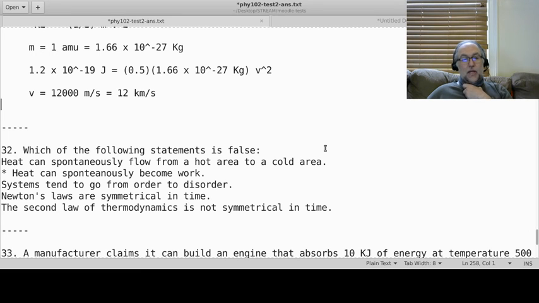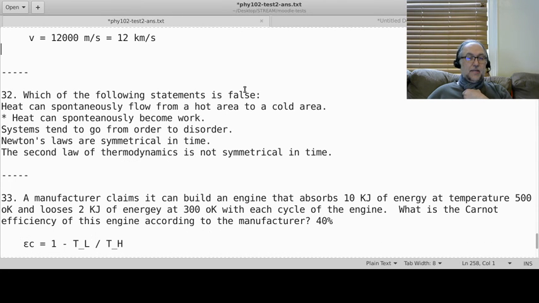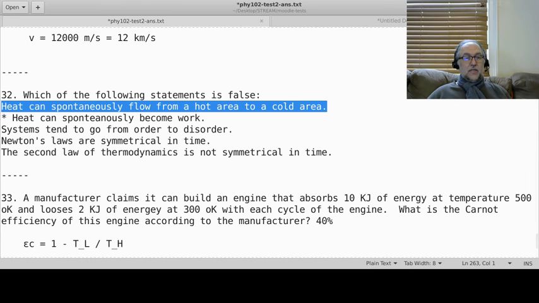And then the remaining questions were about the second law of thermodynamics, so let's take a look at them. One of them was, do you just understand the second law from a conceptual point of view? I gave you a bunch of answers. I've repeated them all here, and I asked you which one is false, which one is incorrect. So let's go through them all. The first one says, can heat spontaneously flow from a hot area to a cold area? If you put something hot beside something cold, which way is the heat going to go? It's just going to naturally go from the hot to the cold. So that one's true. No problem there.